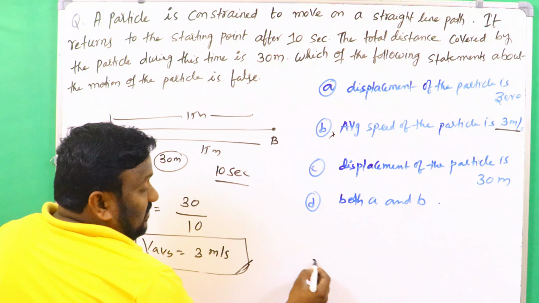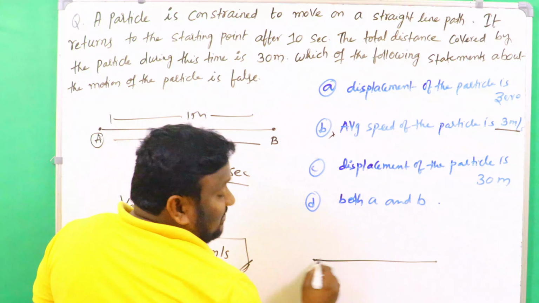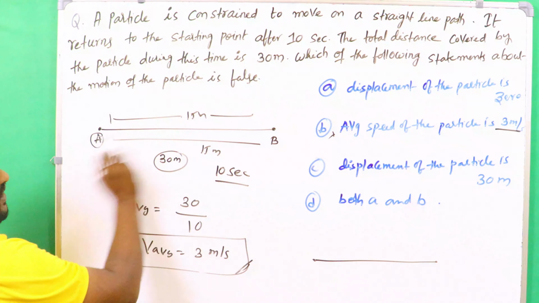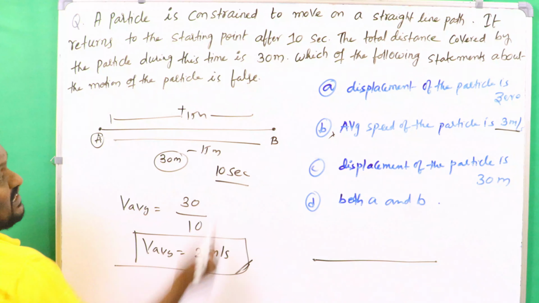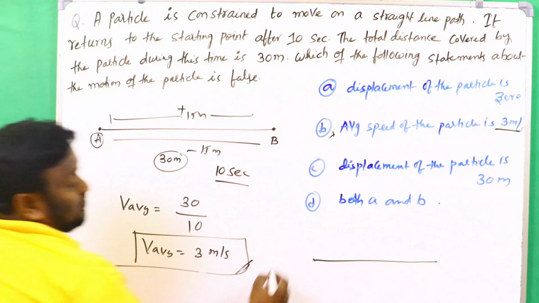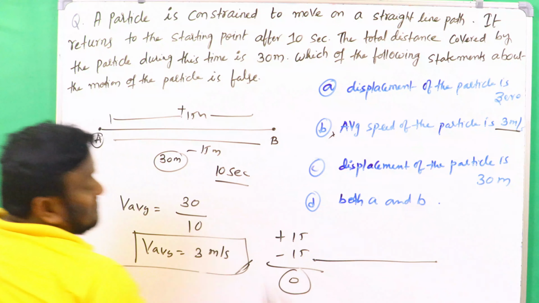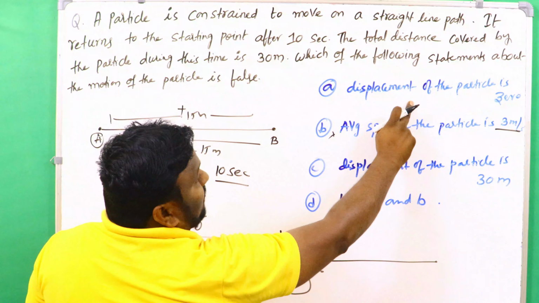When the motion is started and it reaches the same point again, the displacement is 0. Why? Because in the case of displacement, A to B is plus 15 meters and B to A is minus 15 meters. Then the total displacement is plus 15 and minus 15, which is 0 meters. That's why the displacement of the particle is also 0.